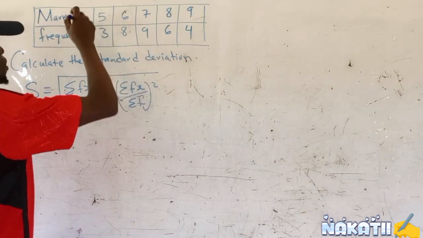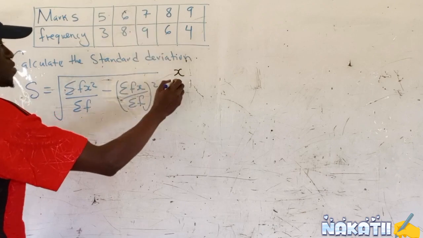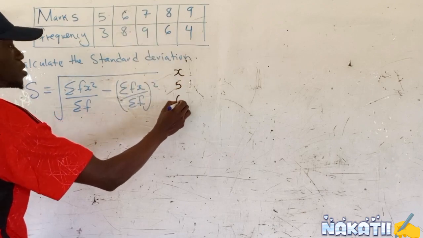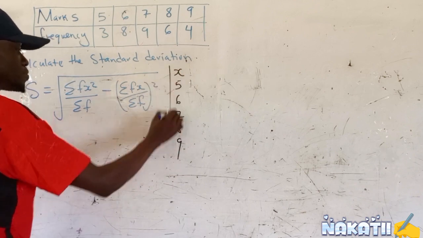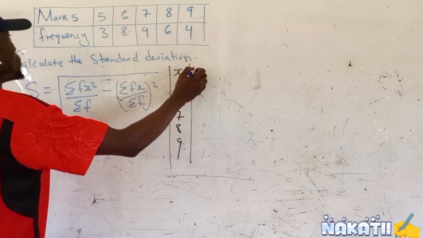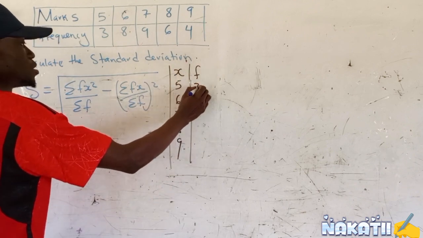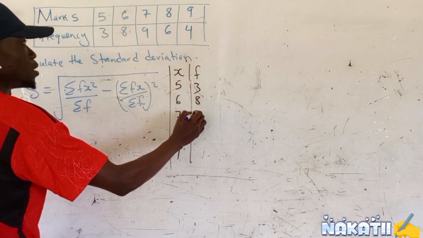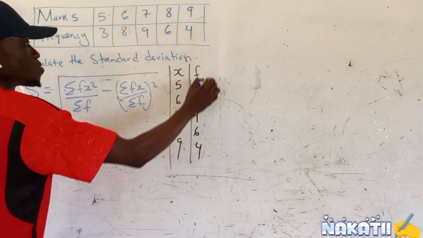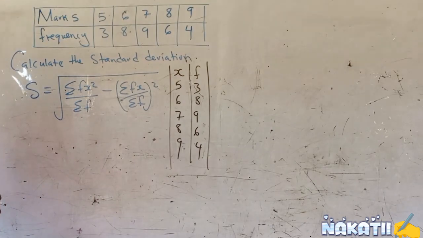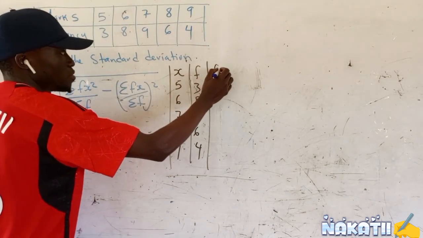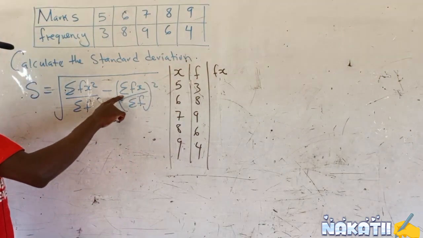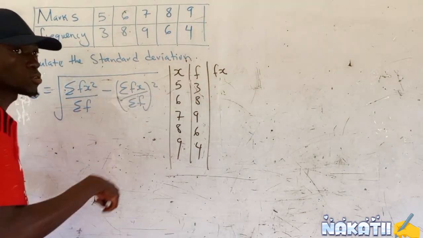We are going to have, these are the values of x. So we're going to have x is 5, this one is 6, this one is 7, this one is 8, and this one is 9. Then we come up with f, which is 3, 8, 9, 6, 4. So from there, we try and get fx. We can start with fx because here we have summation of fx. So we can come up with that column.